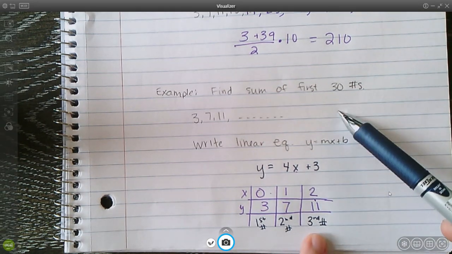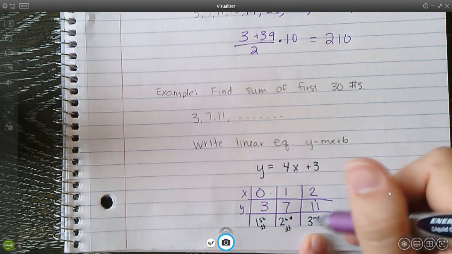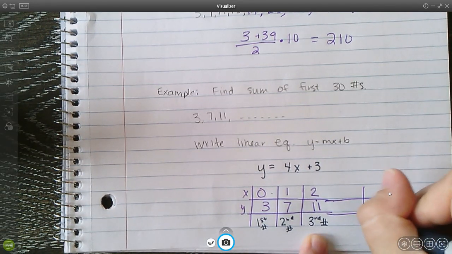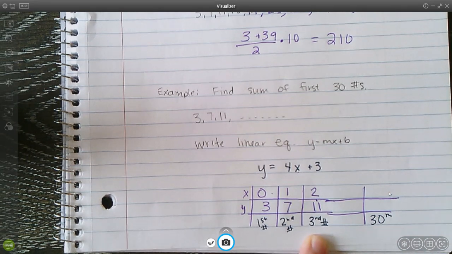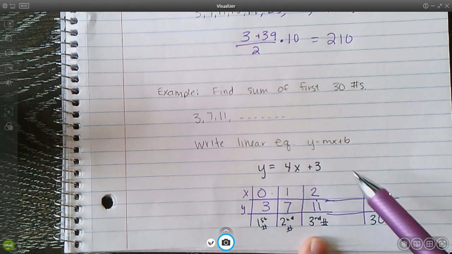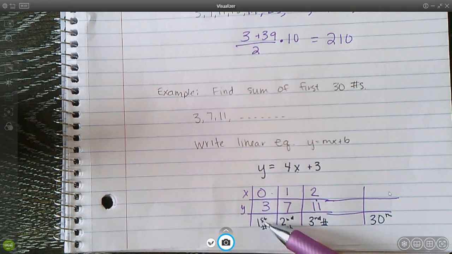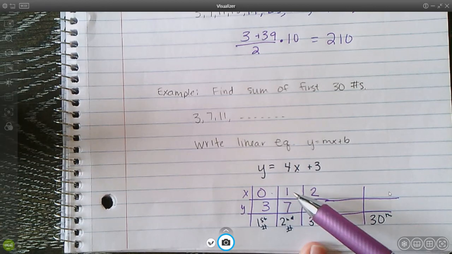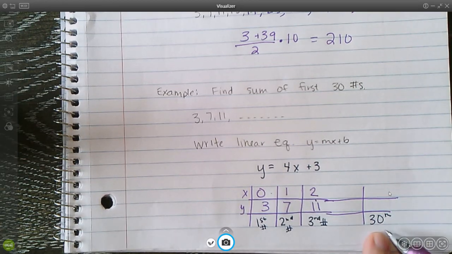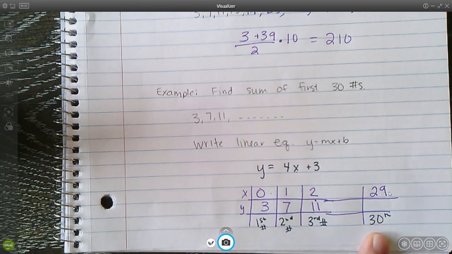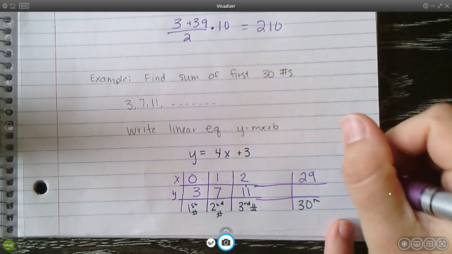We want the 30th number. So if I extend this, if I want my 30th number, what number do I have to plug in for x? Well, if you notice, this is just 1 less than the number you want. If I plugged in a 0, I got my first. If I plug in a 1, I got my second. So to get my 30th number, I need to plug in 29. So I'll go over to the side here.